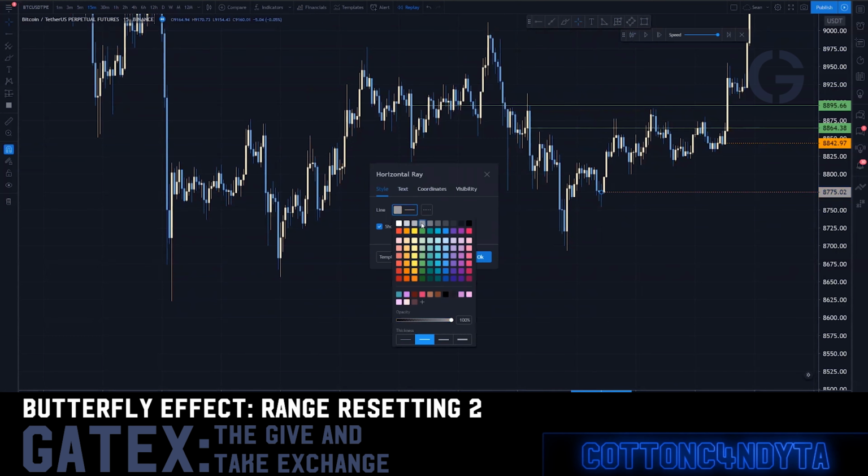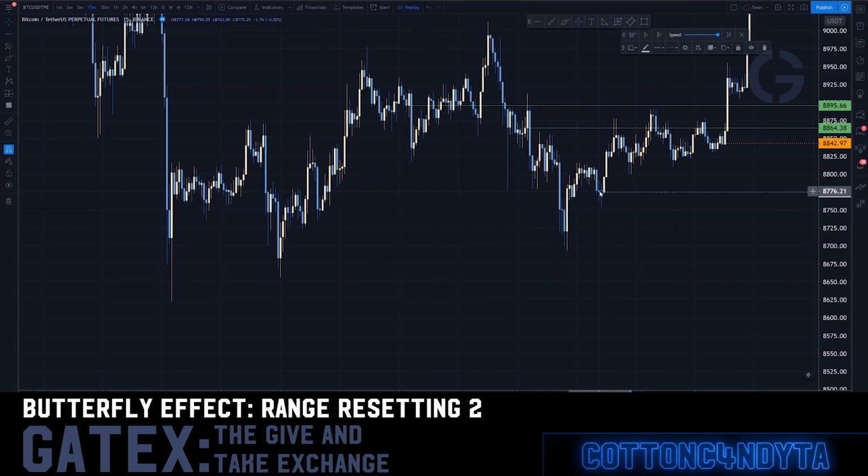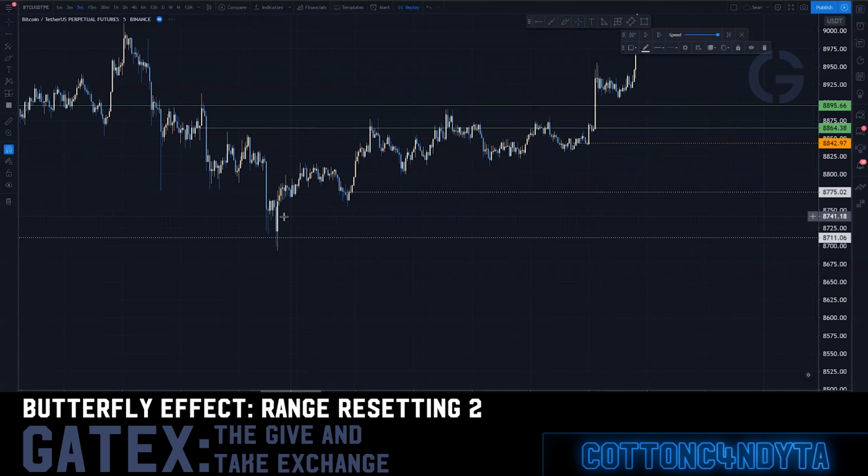I'm going to color it gray. Well, yeah, we'll do gray. That's fine. Maybe a lighter color so it's visible. And we're going to copy this one and paste it. Go to the left side here. This is tested, can't use it. This is tested, can't use it. There's nothing left there. Let's go to a 5-minute.